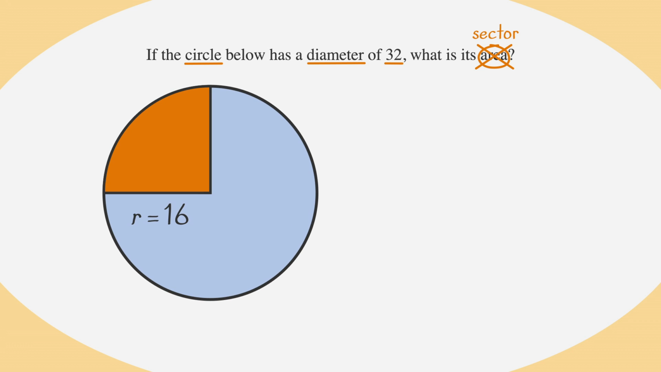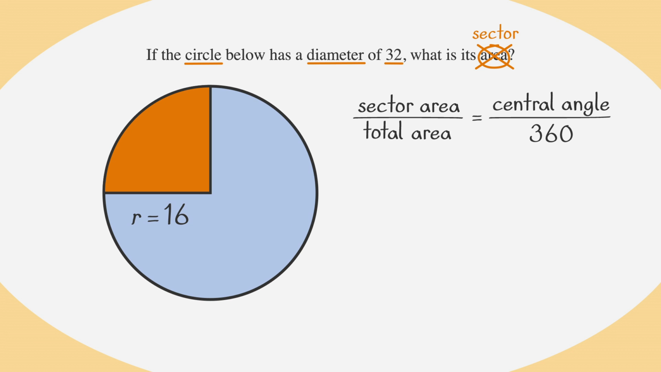And if we were only asked for the area of a sector, or part of the circle, we would use a different formula. Area of the sector over the total area is equal to the central angle divided by 360. The central angle is the angle between the two radii that define the sector, in this case labeled x.